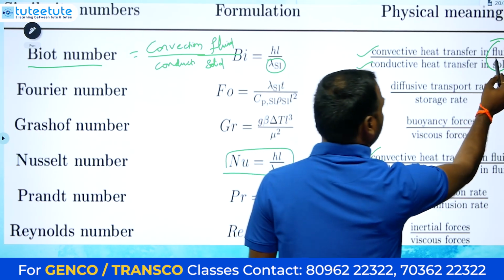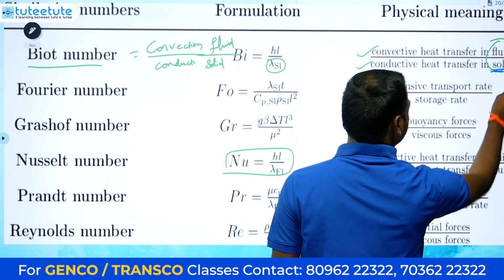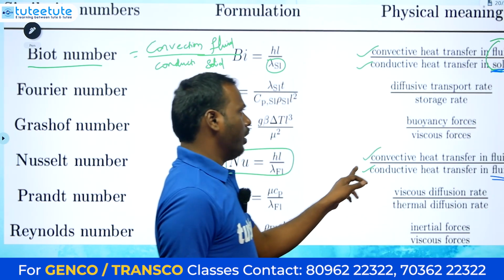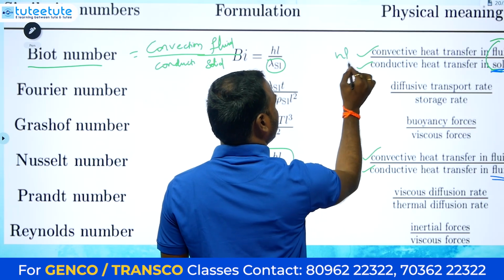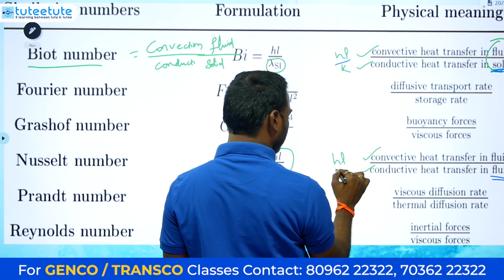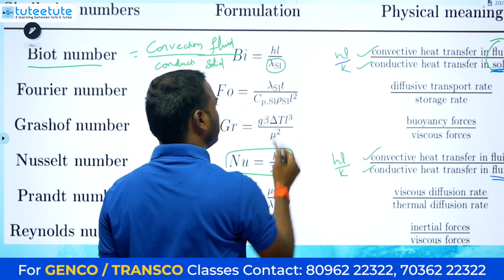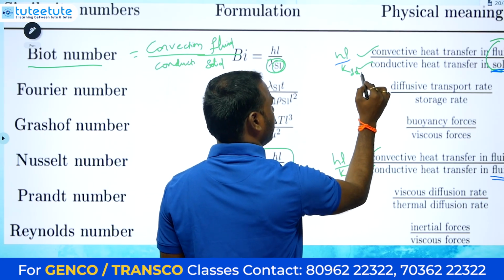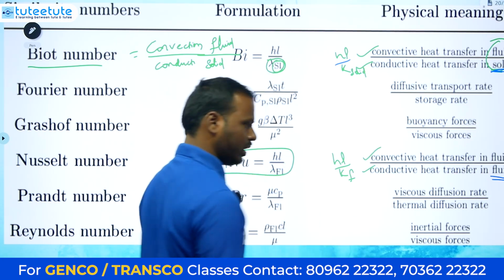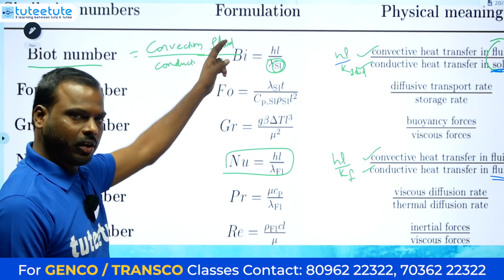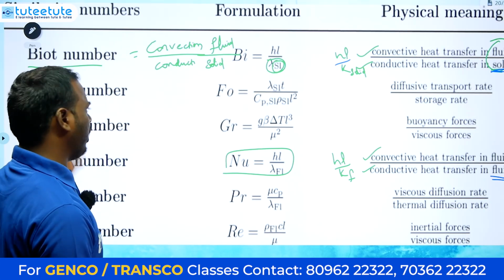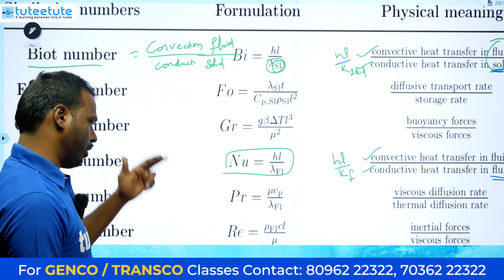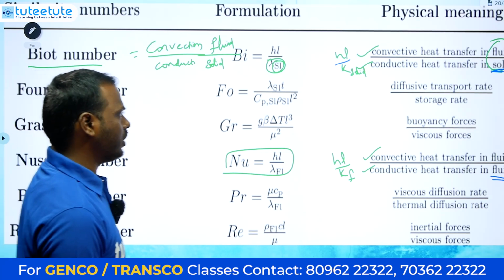But observe this one at this position. Here this is also hL by k. This is also hL by k. But if you observe, it is k or lambda. This is for the solid, but this is for the fluid. That is the difference. hL by k. This is also hL by k. And the Fourier number, Grashof number, Prandtl number, Reynolds number. We need to understand these things.